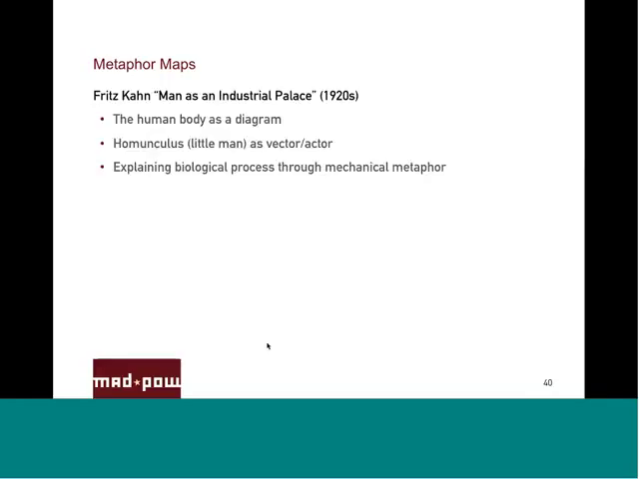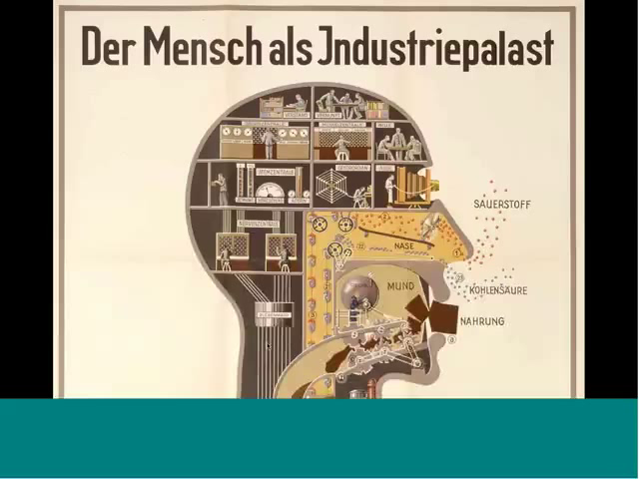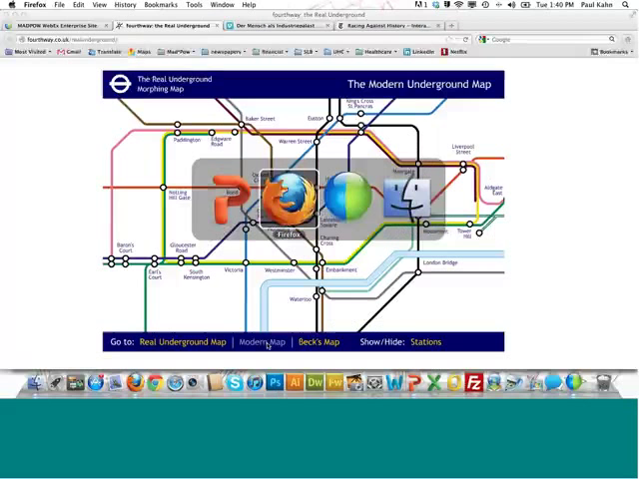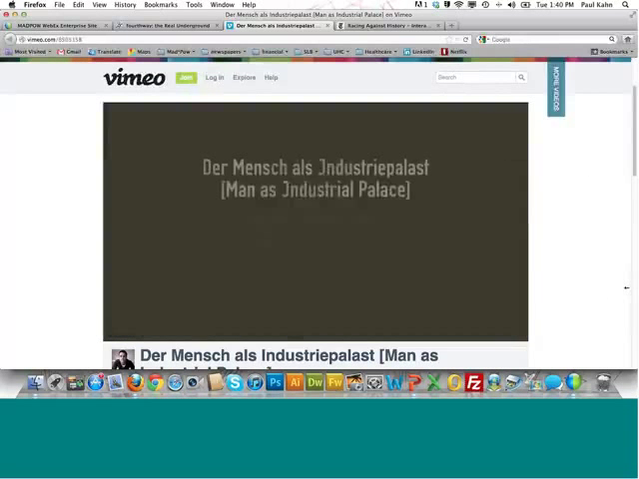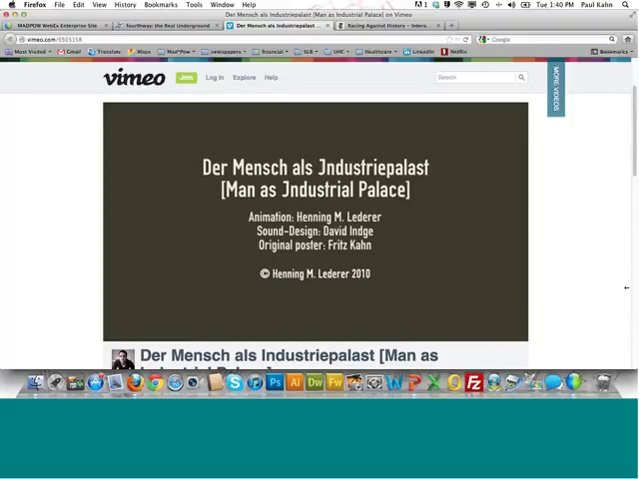This little man, or homunculus, gets added as an actor or vector in order to suggest that things are happening. And in this case, he's explaining a biological process through mechanical metaphor. So this is a bit from the poster that comes with the book, an explanation of what goes on in your brain. And the person in this case is about to eat a piece of chocolate. We've got this remarkable video that was created by a graphic design student in Germany a couple of years ago, which had some nice sound effects to it. And he's literally taken the illustrations, the poster, and he's animated it. This is by Henning Lederer.